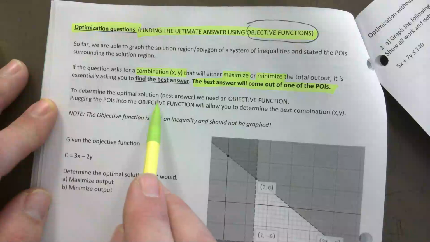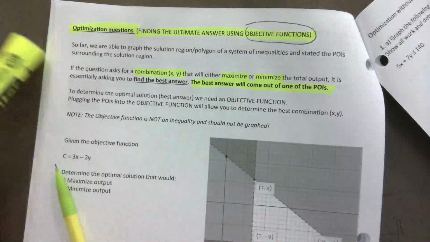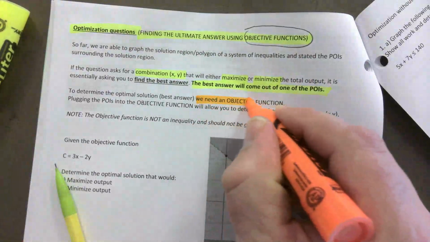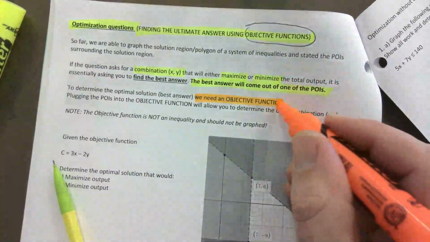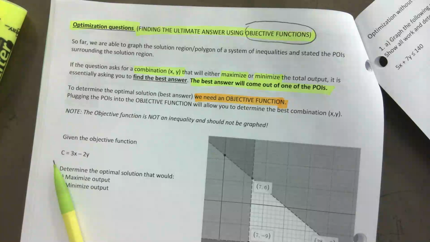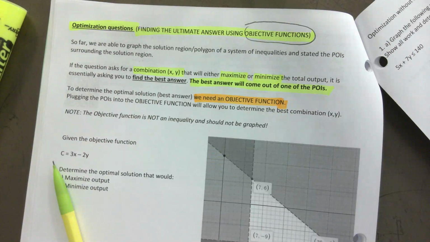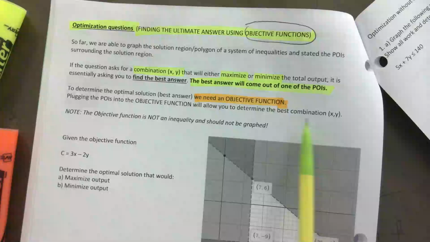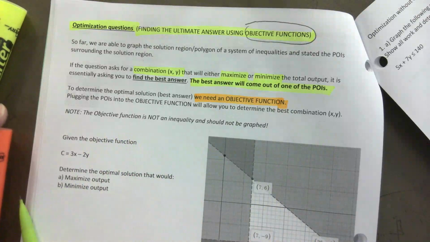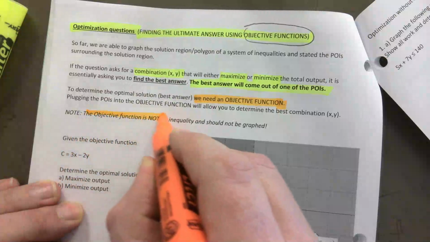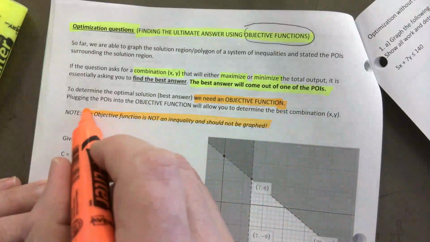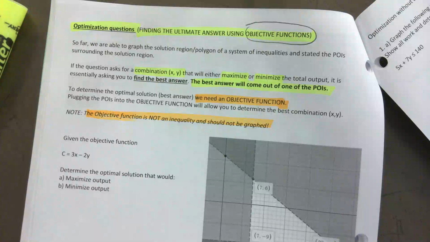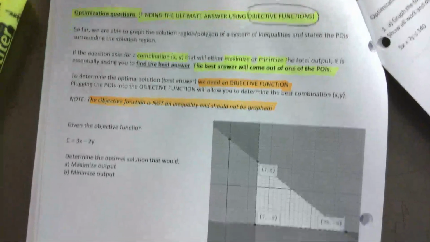To determine the optimal solution, the best answer, we need an objective function. I'm going to use a different color for this one. We need an objective function. It's not an inequality. It's a function, okay? Plug the POIs into the objective function, and this will allow you to determine the best combination. One more time. The objective function is not an inequality and should not be graphed. Do not make it show up on the graph, because it's technically done after you've graphed. Okay? Let's keep going.